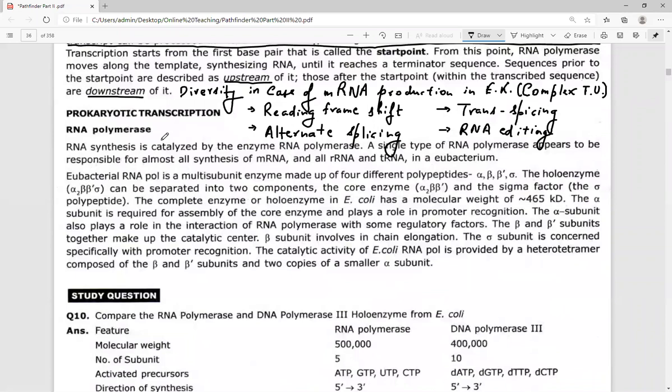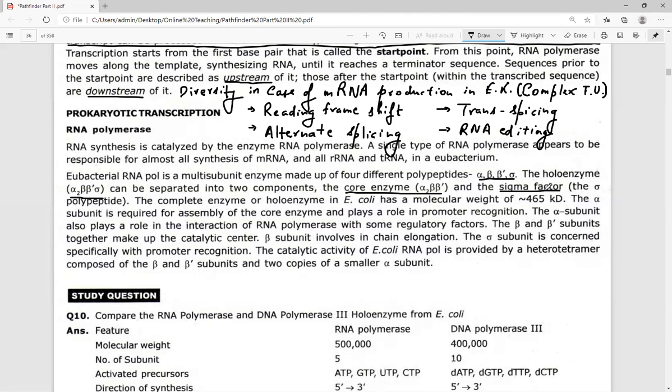RNA polymerase transcription. We know that the RNA polymerase is the major enzyme in catalyzing the process of transcription. This RNA polymerase consists of the following subunits: alpha, alpha dash, beta, beta dash, sigma, as well as the omega. So you can find that these are the subunits which are present. Alpha 2, beta, beta dash, and the sigma factor can be separated into two different components: the core enzyme and the sigma factor.